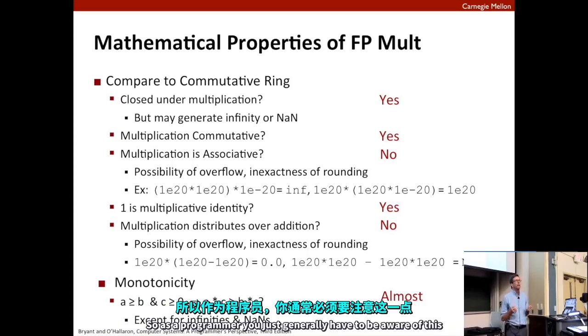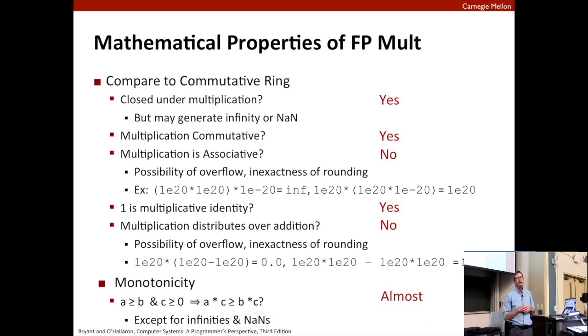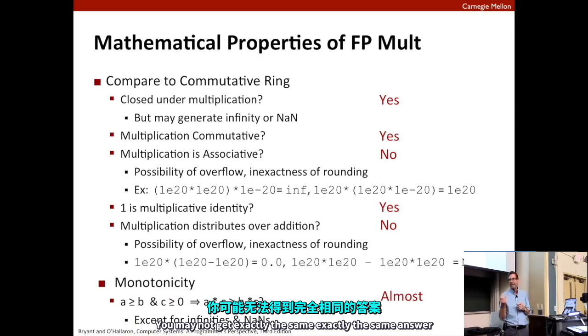So as a programmer, you just generally have to be aware of this. You have to have a sense for the dynamic range of your numbers, and you have to keep in mind that if you reassociate or change the order of things, you may not get exactly the same answer.